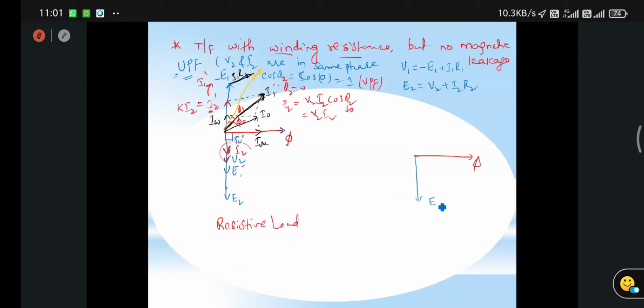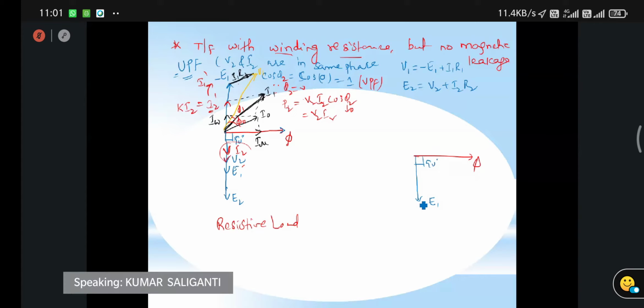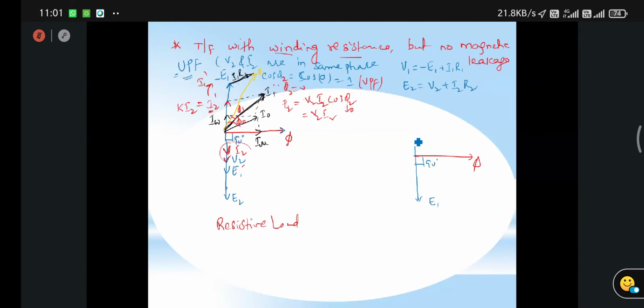This is E1, and you can see this E1 lags pi by 90 degrees. If you reverse that E1, then you can get minus E1 here. Then, because of this flux, E2 is present here.